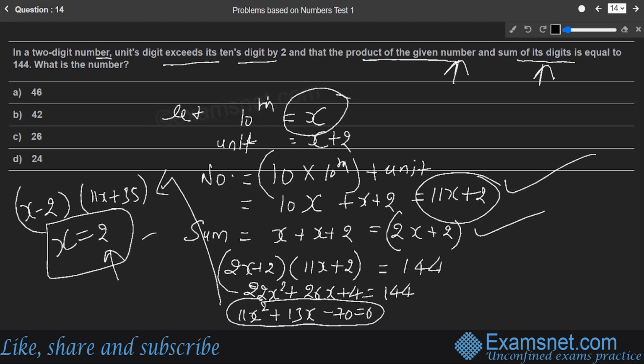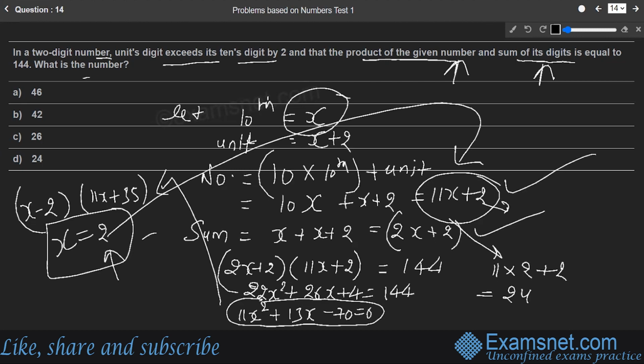What had he asked for? What is the number? So the tens digit is 2, so the number that was made was 11x + 2. Putting the value of x in 11x + 2, we can find out the number, that is 11 into 2 plus 2, which is going to be 24. So that is the number 24 as asked in the question.